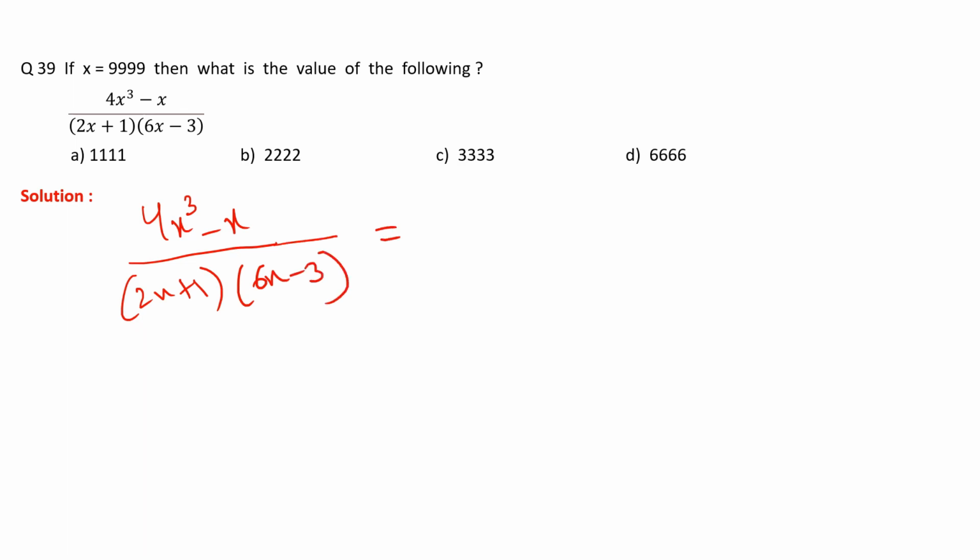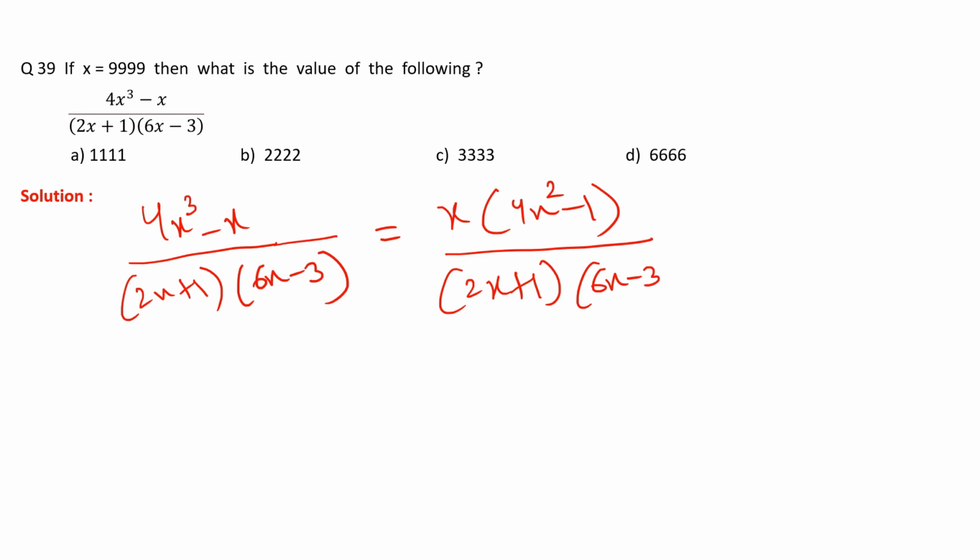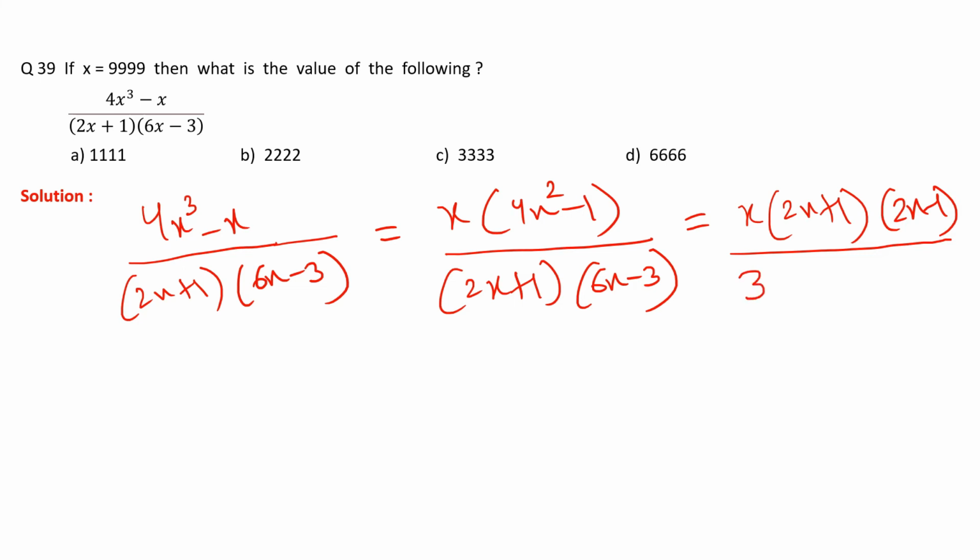So 4x cube minus x, I can take out x common. Inside the bracket, I will be getting 4x square minus 1. And you know that 4x square minus 1 can further be written as 2x plus 1 into 2x minus 1 by the identity a square minus b square equal to a plus b into a minus b. Now, similarly, in the denominator, we can take out 3 common from 6x minus 3. So now we'll be having 2x plus 1 into 2x minus 1 in the denominator.